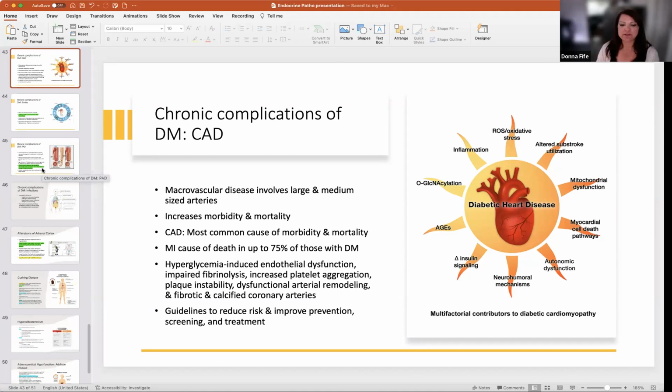Hyperglycemia-induced endothelial dysfunction, impaired fibrinolysis, increased platelet aggregation, plaque instability, dysfunctional arterial remodeling, and fibrotic and calcified coronary arteries. And the guidelines are to reduce risk and improve prevention, screening, and treatment.